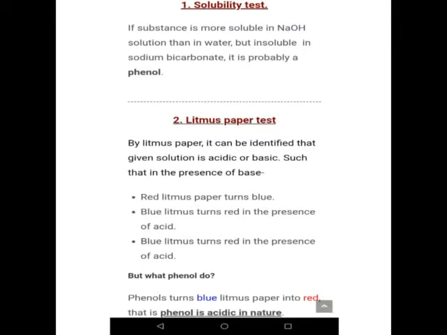So in the last lecture we have seen the different tests which can be useful for the identification of phenols. Okay, so we will repeat this part again.